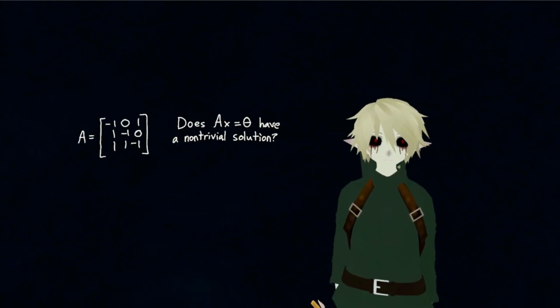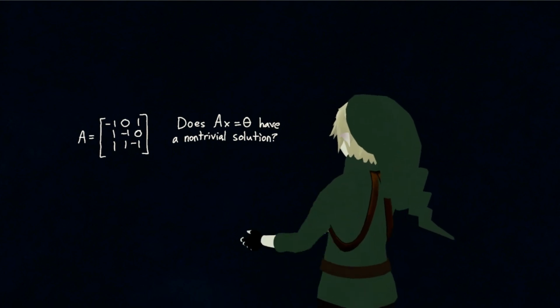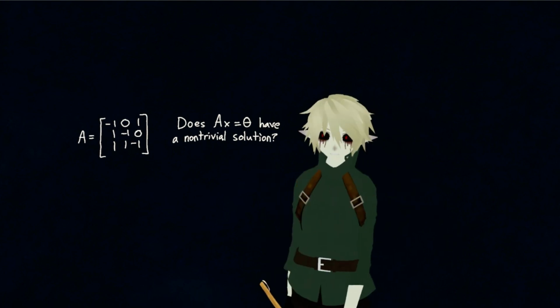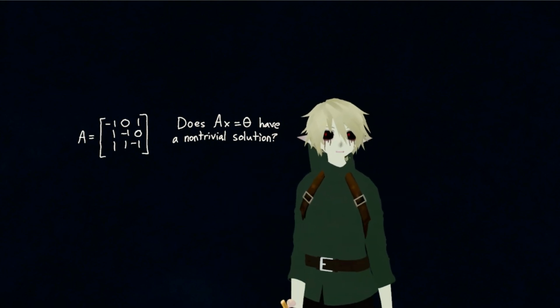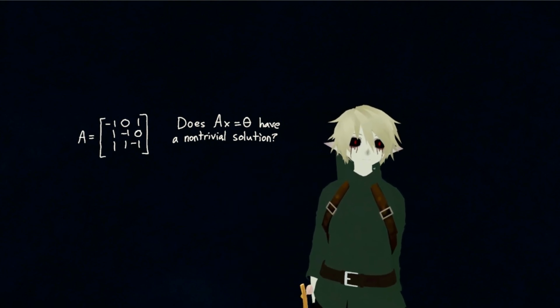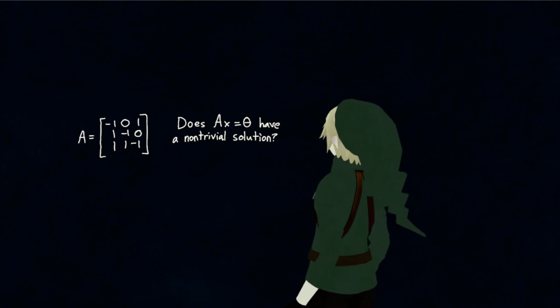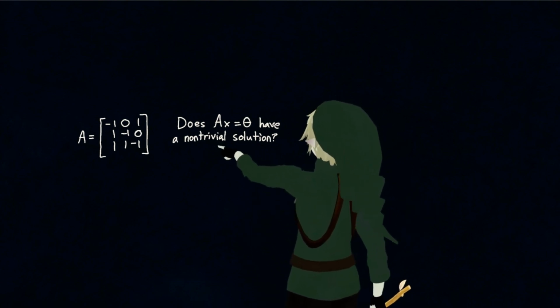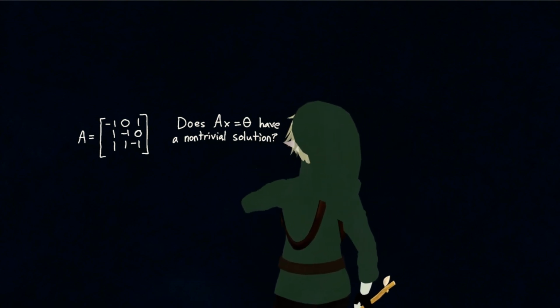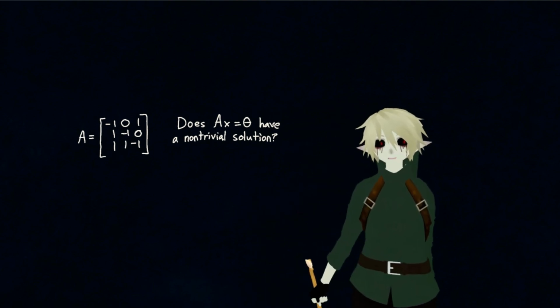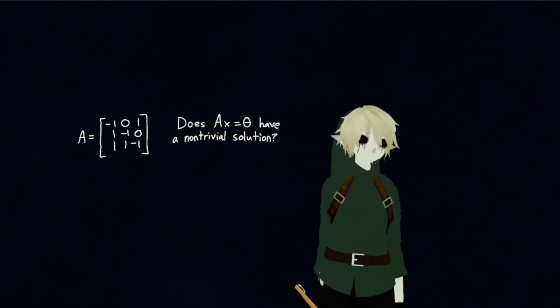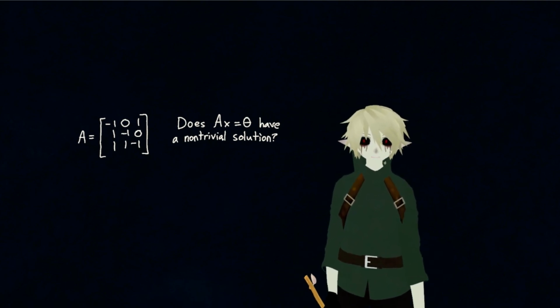Okay, so now we have an example here, right? Sometimes your class will ask you, is this matrix A non-singular? In other words, what we're asking is, when we put this matrix into a homogeneous matrix equation, does it have a non-trivial solution, or does it only have a trivial solution?